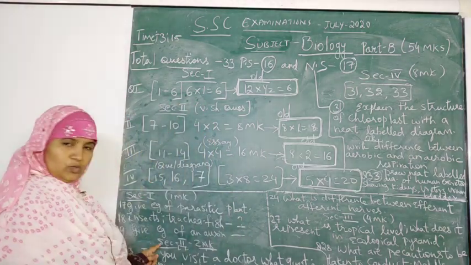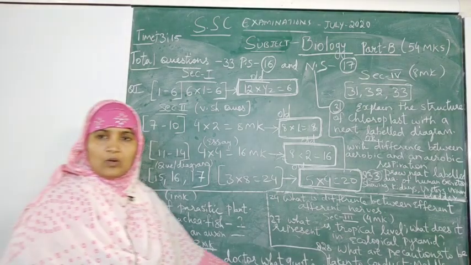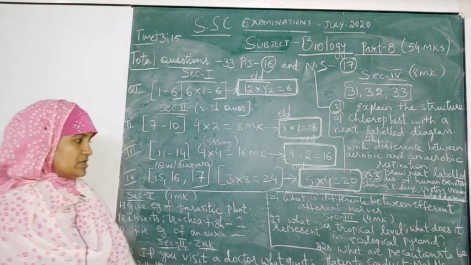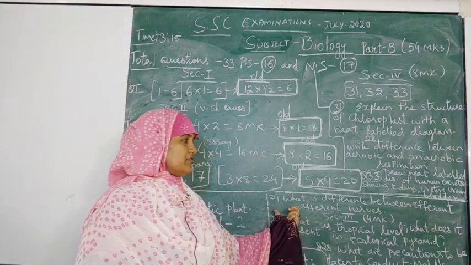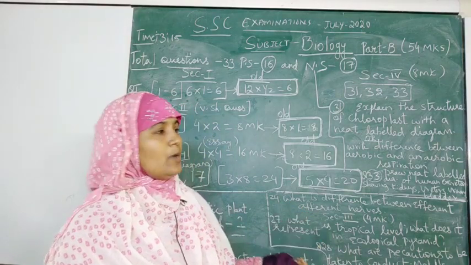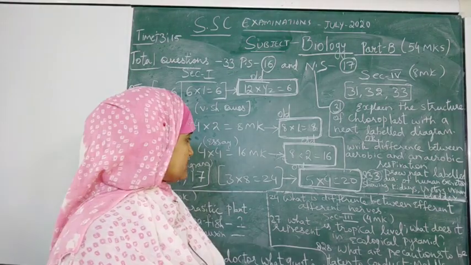In section 2 you may get this type of questions. For example, if you visit a doctor, what questions will you ask him about the pancreas? This is one type of question. Or, what is the difference between afferent and efferent nerve? This is a model type of question that you may get for 2 marks.